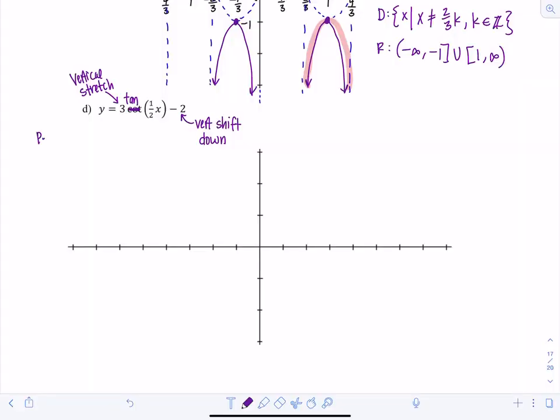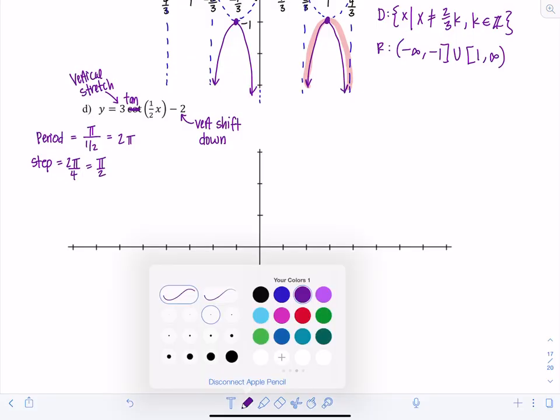So the period here, remember, originally tangent's period is just pi. So I'm going to take pi and divide it by 1/2. So not 2 pi because it's tangent. So pi divided by 1/2, that's the same as pi times 2. So the period is 2 pi now, which means the step is going to be 2 pi over 4, which is pi over 2. Okay, so let's start graphing.